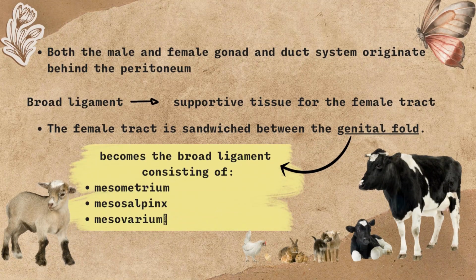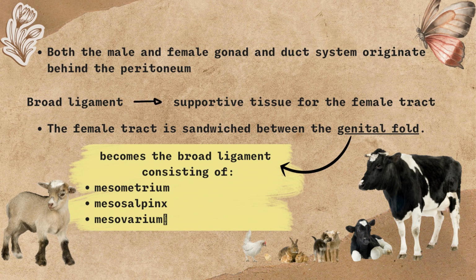It is important to note that both the male and female gonad and duct system originate behind the peritoneum, or retroperitoneal. Even though it appears that the reproductive tract, particularly that of the female, is inside the body cavity, it is indeed located outside the peritoneum. The supportive tissue for the female tract is known as the broad ligament and surrounds the uterus, supporting it from a dorsal and lateral aspect.